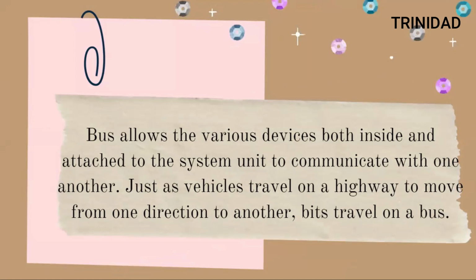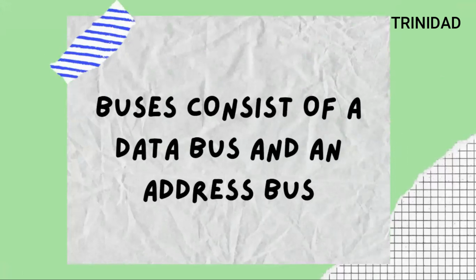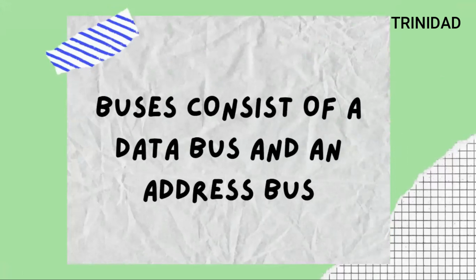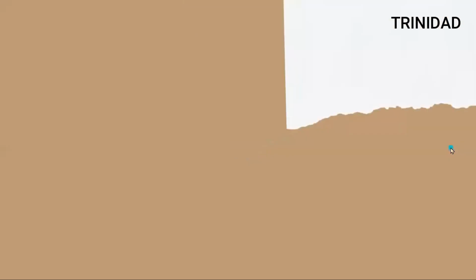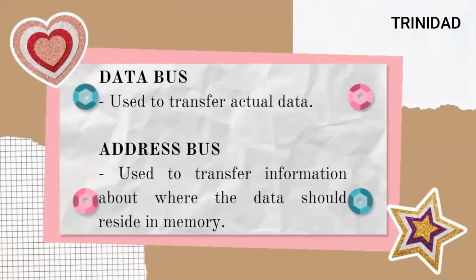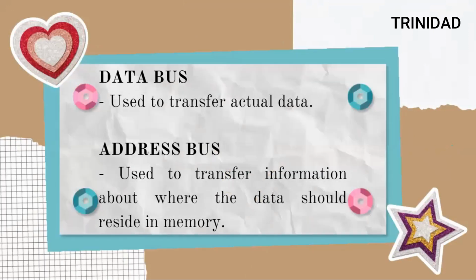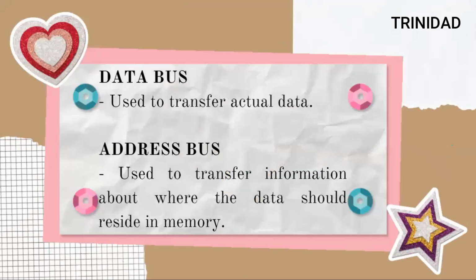So, next. Buses consist of a data bus and an address bus. Data bus used to transfer actual data. Address bus used to transfer information about where the data should reside in memory.